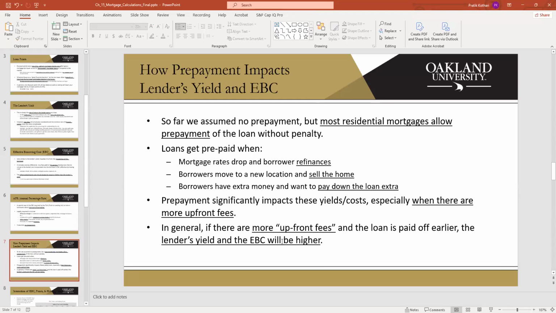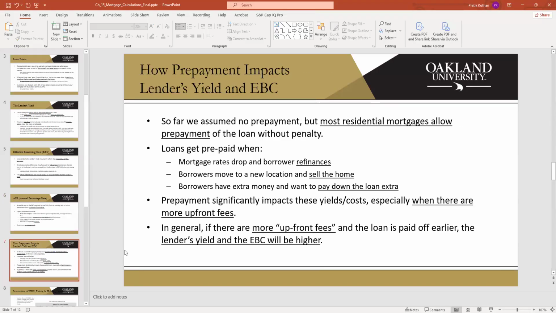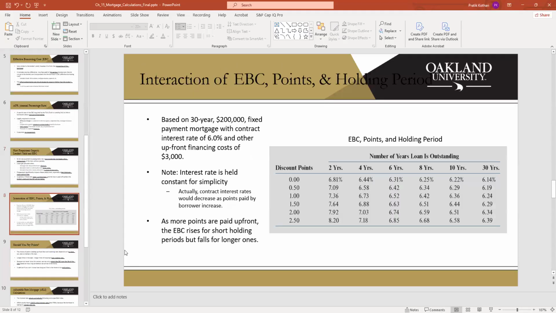Okay, I will repeat. In general, if there are more upfront fees and the loan is paid off earlier, the lender's yield and effective borrowing cost both are higher. Not the APR, because APR doesn't care about any prepayment, right? So that's the difference between APR, the lender's yield, and effective borrowing cost. All right. Let's look at an example about points.